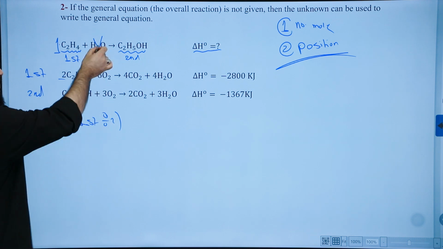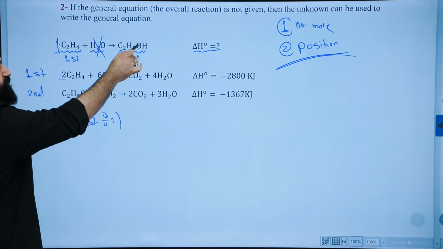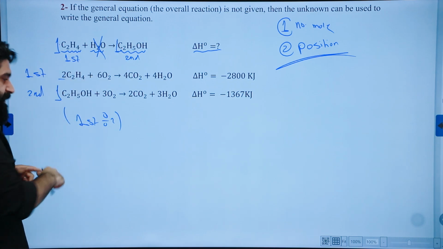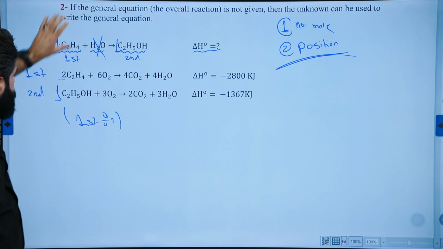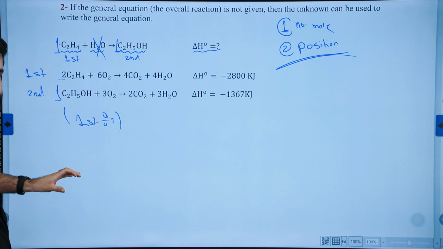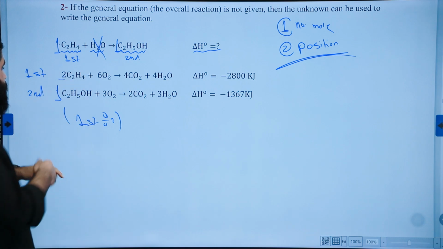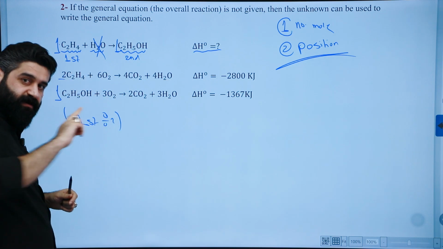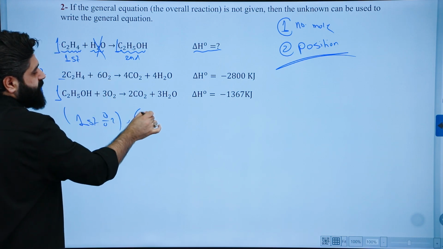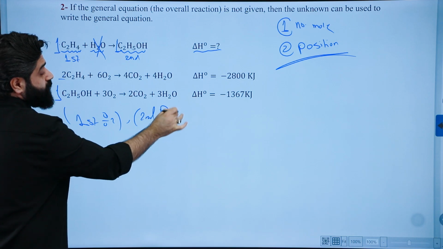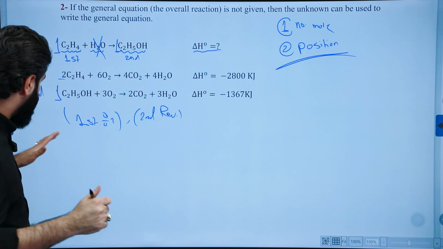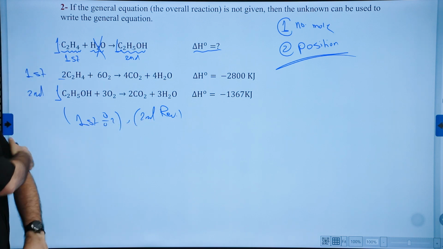Then C2H5OH. Number of moles, it's 1. It's 1. The number of moles is okay. But the position, it's on the product side. This one, it's on the reactant side. So how to make them similar? We have to switch the reaction. Reverse the reaction. Second reaction, reverse, or flip, switch, inverse. Good? Now, let's do the same thing here.